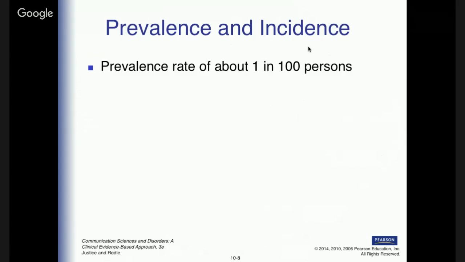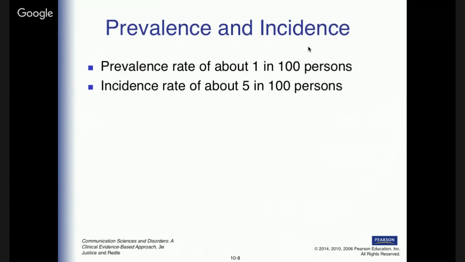Most of those people are going to be kids. About 5% of kids kindergarten age and younger go through at least a period of stuttering. But a lot of people recover from stuttering and stop stuttering at some point. So the overall prevalence is about 1 in 100 people.